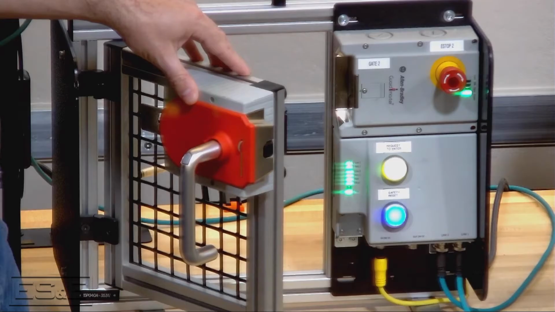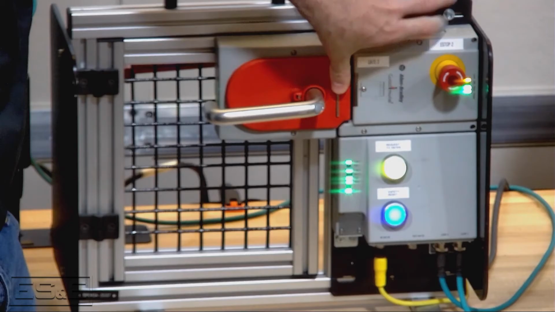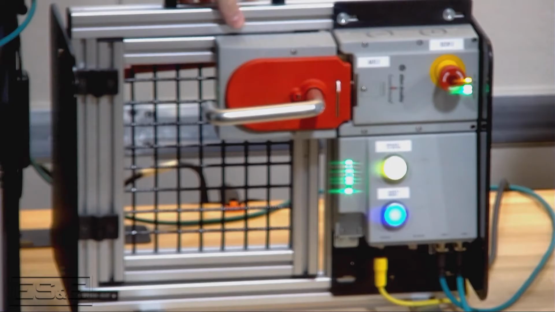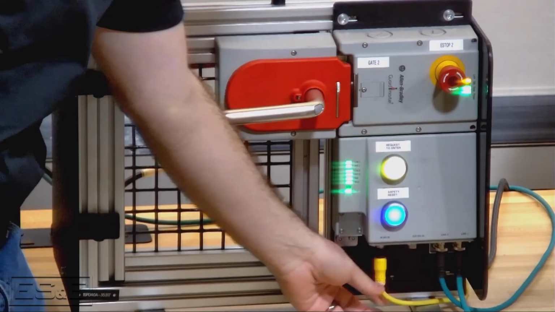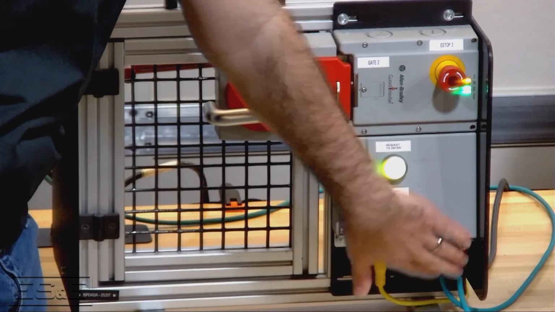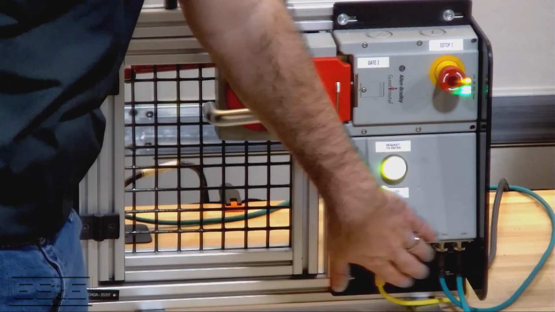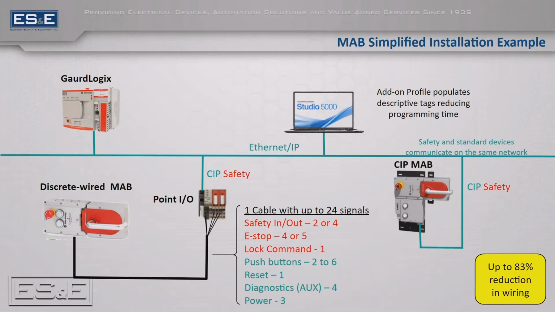And then, like we talked about as well, there are lockout-tagout mechanisms here that you can use. But now we're reduced to power wiring and then Ethernet. This is also a dual redundant Ethernet setup, so we've got capability for either device level ring or linear topologies. What we see with the MAB over Ethernet is up to an 83% reduction in wiring. All of that signal wiring for both safety and non-safety purposes is now done over standard, unmodified Ethernet. So that's the CIP Safety Integrated Multifunctional Access Box.